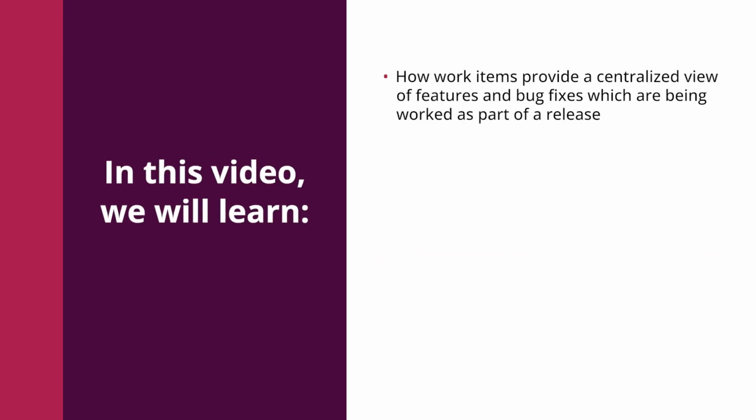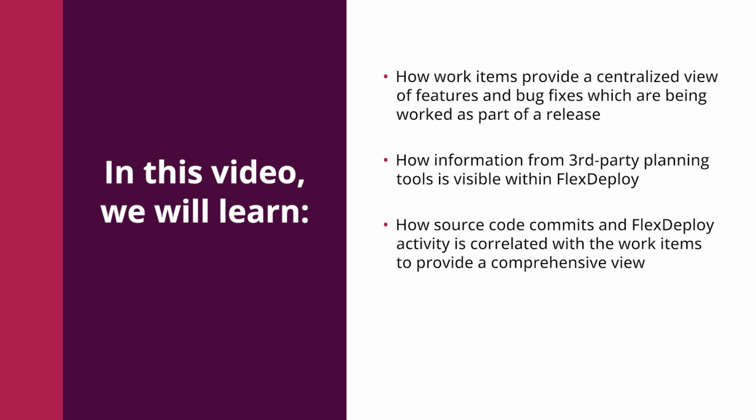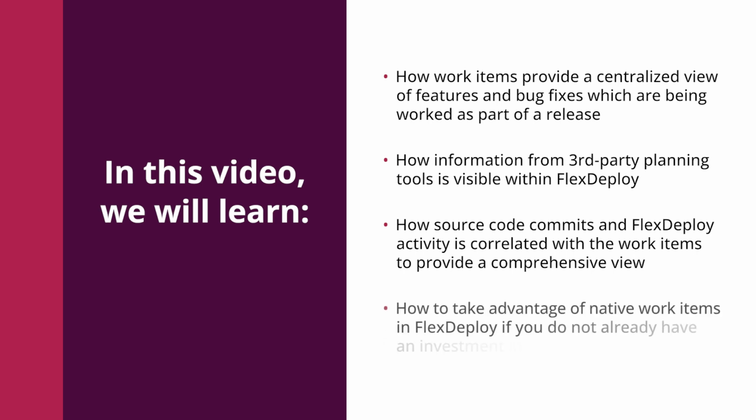In this video, we will learn how work items provide a centralized view of features and bug fixes which are being worked as part of a release. We will explore how information from third-party planning tools is visible within FlexDeploy. We will also learn how source code commits and FlexDeploy activity is correlated with the work items to provide a comprehensive view. And finally, we will learn how to take advantage of the native work items within FlexDeploy if you do not already have an investment in other agile planning tools.